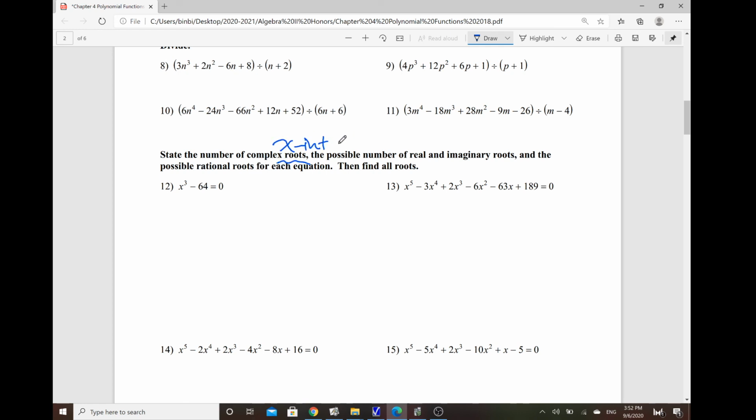And then in Algebra 2, we talk about the zeros and then the roots. Guess what? They pretty much mean the exact same thing. So anytime I see zeros or roots, that means we're looking for the x-intercepts. So state the complex root, the possible number of real and imaginary roots, and the possible rational roots for each equation. And then find all those roots.